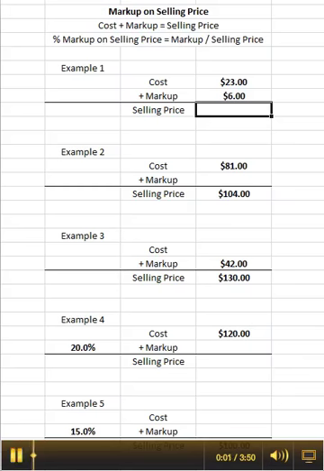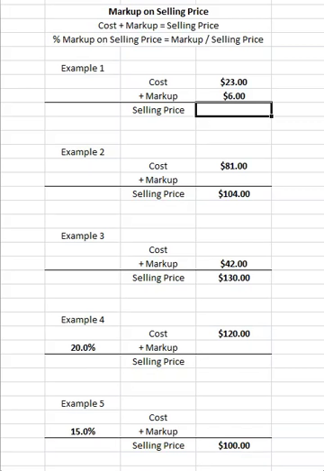In the previous section, we talked about markup on cost, which is usually used by manufacturers. Now, retailers are generally interested in how much they mark it up based on what it sells for, so markup on selling price. Now, you'll see that the equation is still the same, cost plus markup equals selling price. But now, since we're talking about markup on selling price, we're going to calculate the percent markup on selling price as markup divided by selling price, and for all of the others, the percentages will have selling price as the denominator.